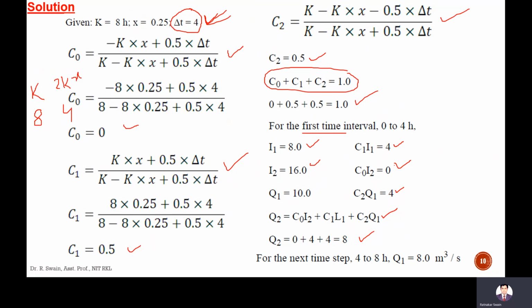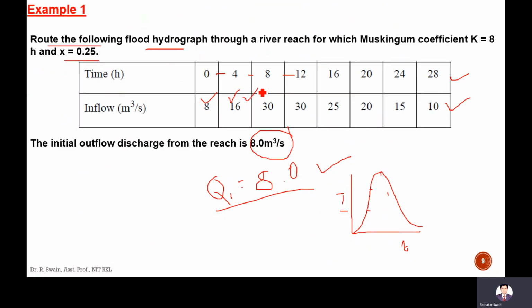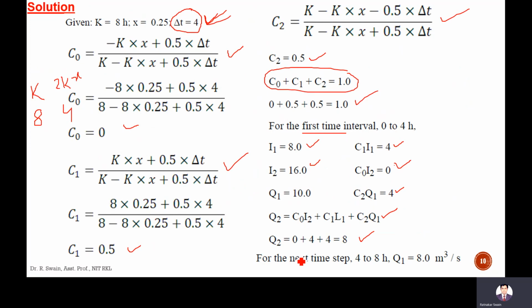For the next time step, from 4 to 8, this will be your I1, this will be I2, and Q1 will be the Q2 of the previous time step, that is 8. The first time step we calculated Q2 as 8, so for the next time step 4 to 8, Q1 will be 8 meter cube per second.